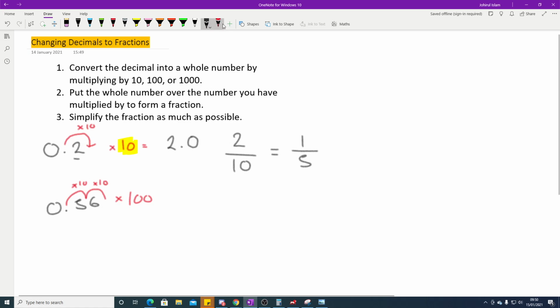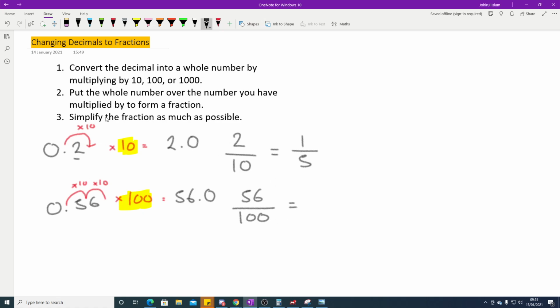Once you've multiplied the decimal by 100, you will get 56.0. Okay, that's our whole number. Now we can convert the 56.0 just into 56. Simply write 56. Now step 2 is to put the whole number over the number you've multiplied by to form a fraction. So we multiplied by 100 in this question, so we put the whole number over 100. Now we have our fraction.